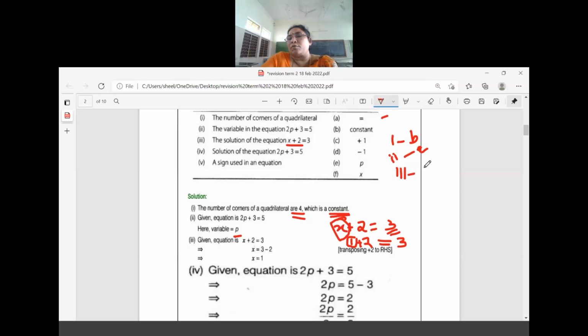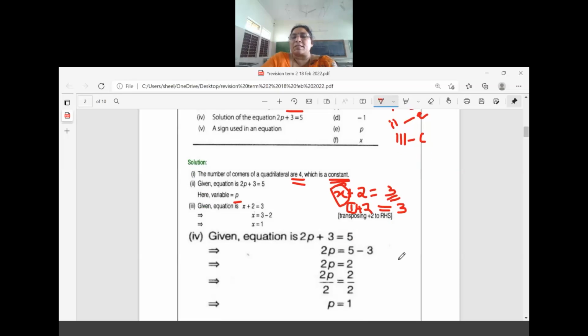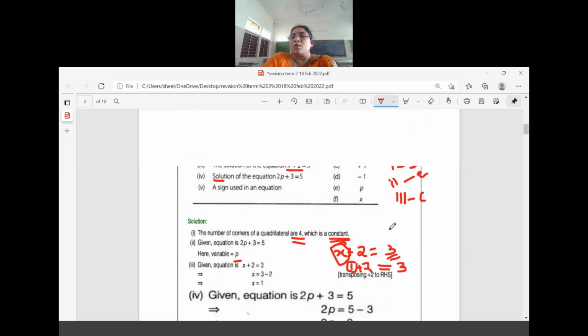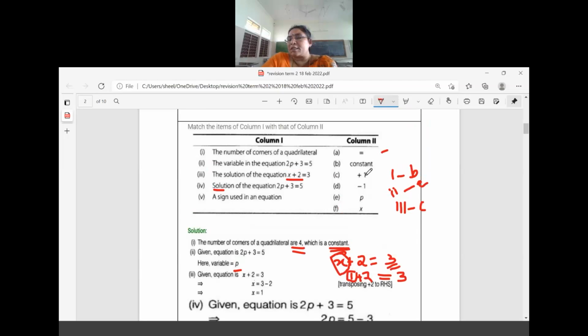Then I have to write C. Now the fourth question. 2p plus 3 equal to 5. The same rule is applicable. Again only the solution is asked, right? So we are replacing p, and we can try with 1 because no other values are given here. One is 1 and another one is minus 1 only, so two values only you can try there. Clear? What is given in the options there? Plus 1 as well as minus 1.